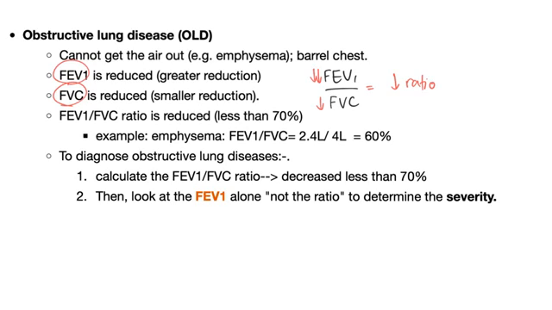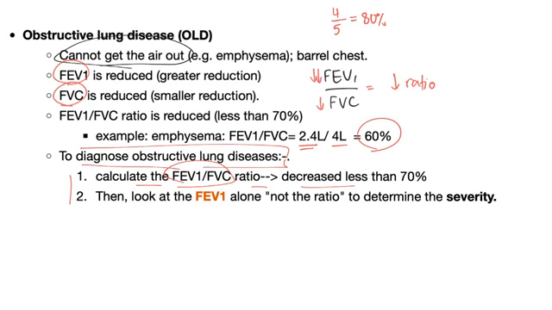So if the normal ratio FEV1 to FVC was 4 liters over 5 liters equals 80%, in cases of obstructive lung disease, it's about 2.4 liters over 4 liters, which happens to be 60%, or less, could be less. So to diagnose an obstructive lung disease, you need 2 steps. Number 1, you calculate the FEV1 to FVC ratio, and it's going to be less than 70%. That's the definition of an obstructive lung disease. Why? I cannot get the air out, especially in the first second.